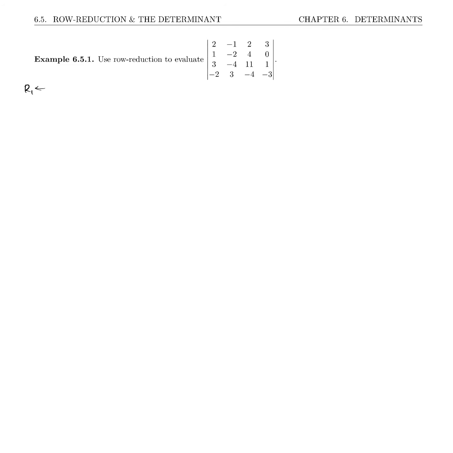We'll do row 1 interchanged with row 2, and using our determinant row operation notation, we have to put a negative sign in front. So we can interchange those two rows and create a chain of equality of the determinants. So 2, 1, 2, 3, and then the other two rows stay the same. 3, minus 4, 11, 1, and minus 2, 3, minus 4, minus 3.